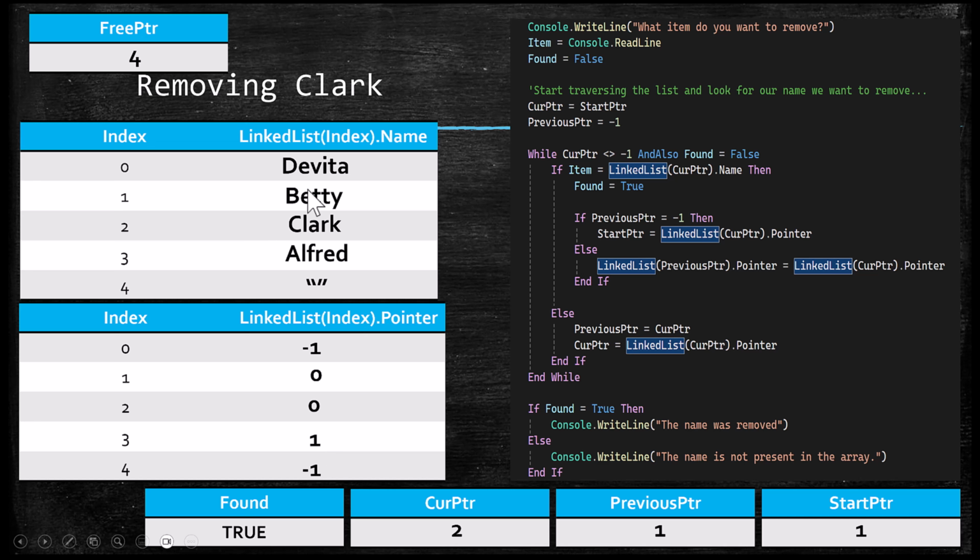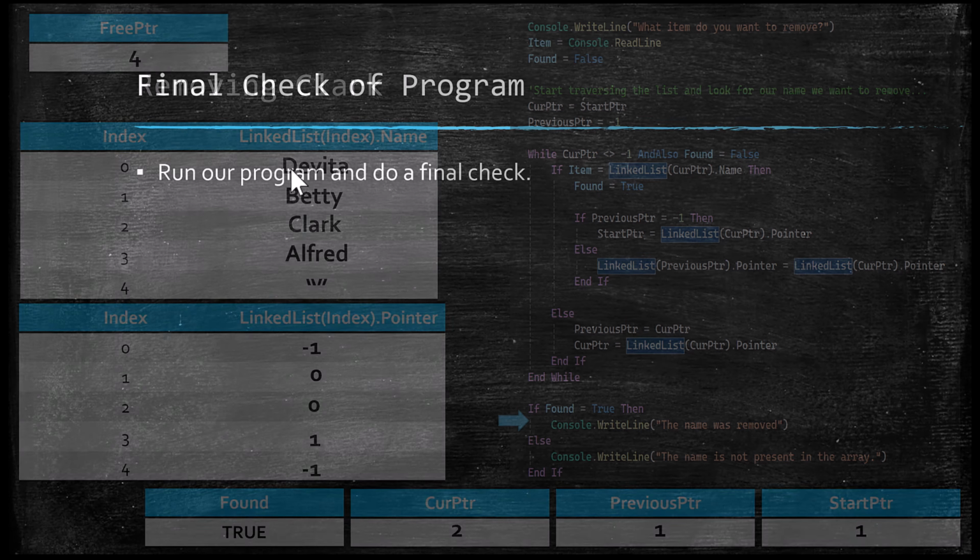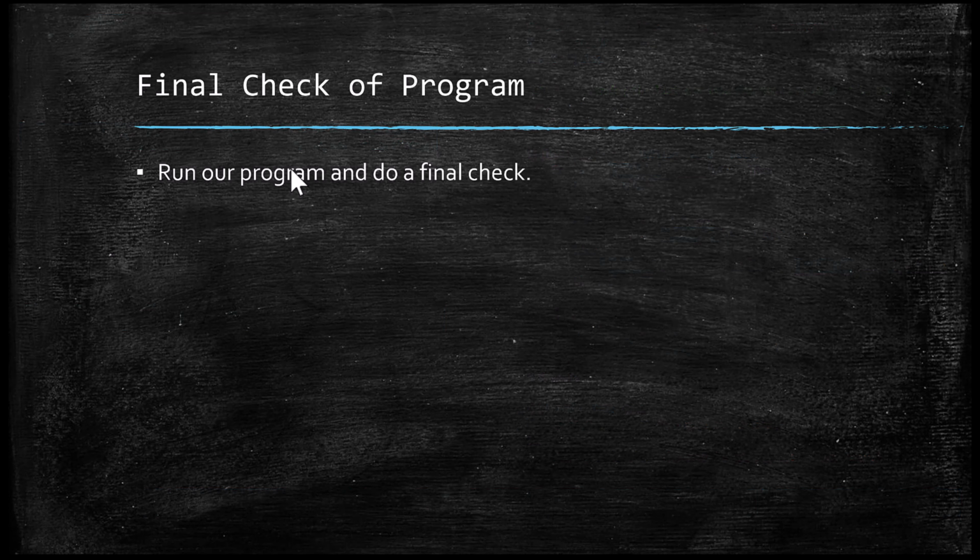My start pointer is 1. When I look at Betty's pointer, it's 0, which is pointing to Davida, which is pointing to -1, which will end our linked list, and we output the name was removed. So let's run our program, do a final check, and then conclude this video series.